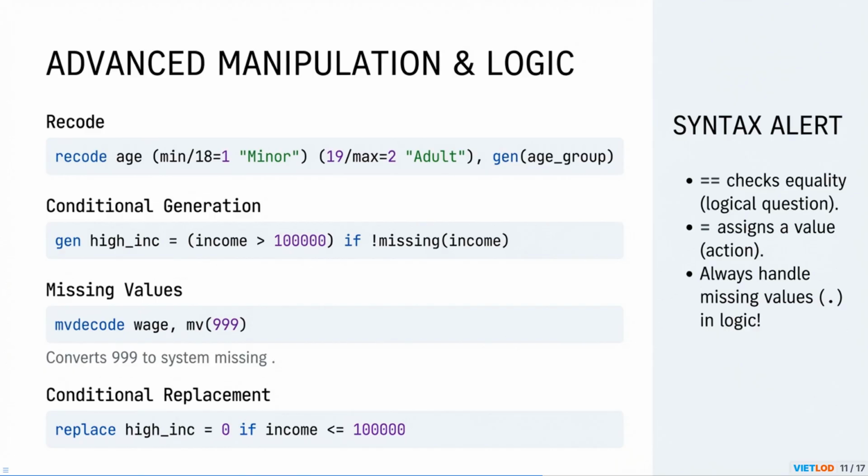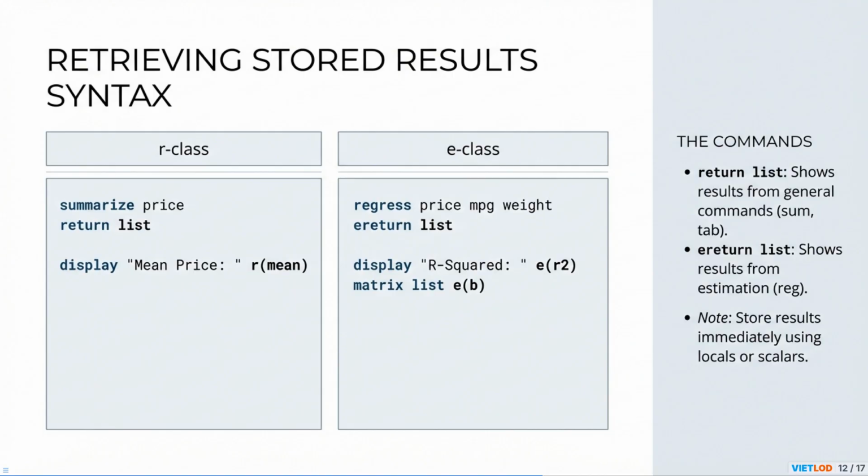The mvdecode command is a systematic way to convert specific numeric codes, like 999, into Stata's system missing value, ensuring they are handled correctly in all analyses. To create a dummy for high income, the command is gen high_inc equals income > 100,000 if !missing(income). Here, greater than is a logical check. Then you might use replace high_inc equals 0 if income <= 100,000 to fill in the zeros, where equals is an assignment.